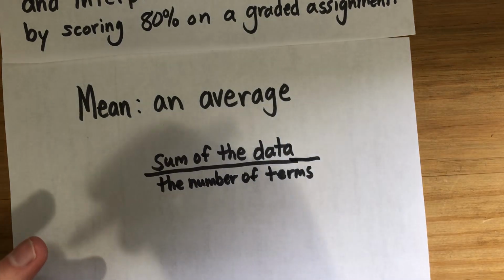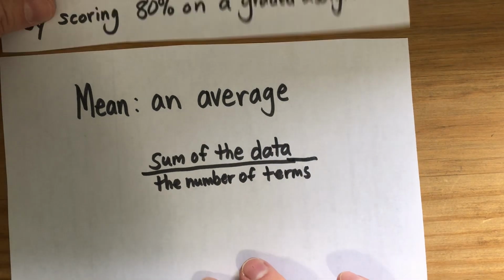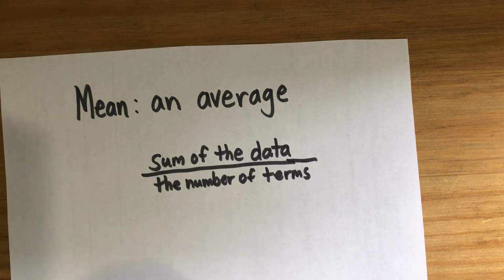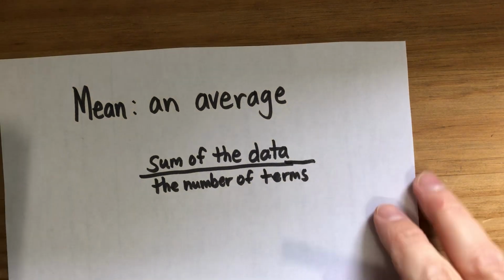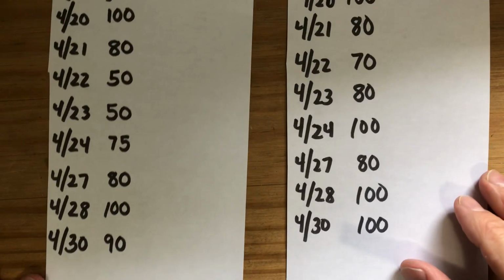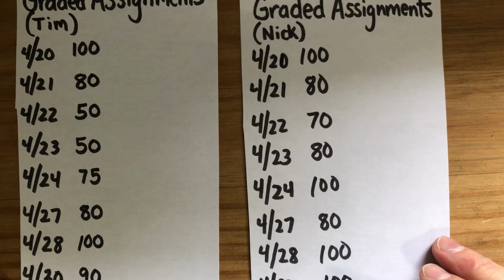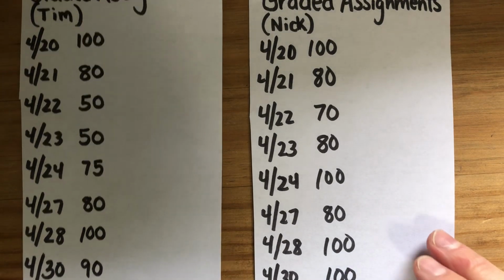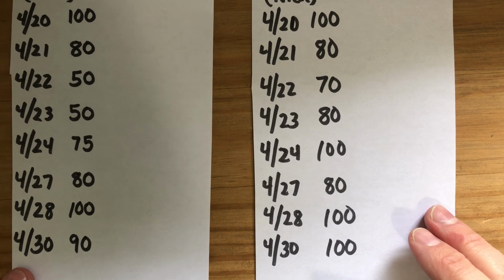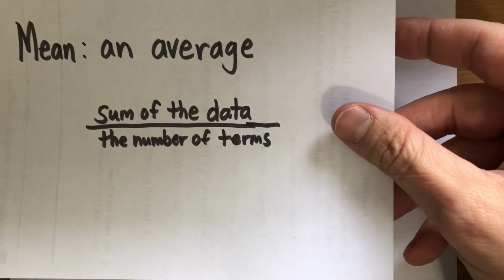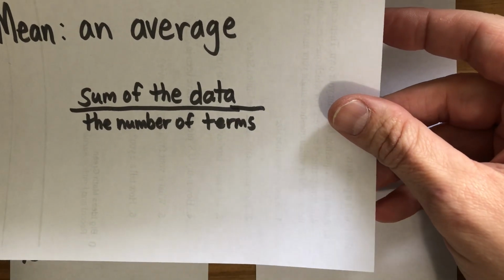So, in a situation when you're finding the mean or the average of your grade, the way you might do that is you might take all of your graded assignments. So I've got two students' examples here. I've got Tim's graded assignments for this unit and Nick's graded assignments for this unit. Now, both of those are fictional students, so you don't need to worry about all that. But let's go ahead and we can calculate their mean. And again, if you'll remember, I said it's an average, and we get it by getting the sum of the data dividing by the number of terms.